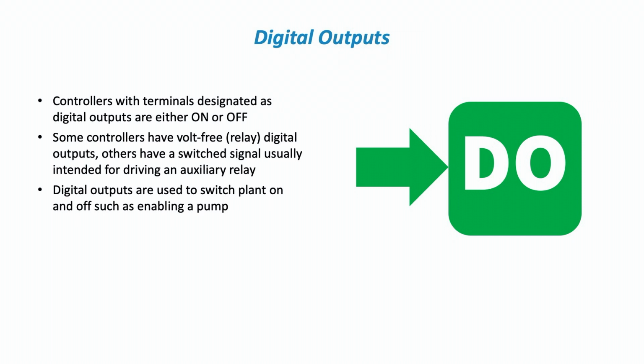Other controllers don't have volt free. What they have is an active output. So it may put 24 volts out of the controller, which you can then use to switch a relay. Some of them have what are known as wet contacts or active contacts, so that you can set up a separate circuit to actually activate the digital output. But they all perform the same function. They either have a status of on or off, and they're used for enabling and disabling the plant.